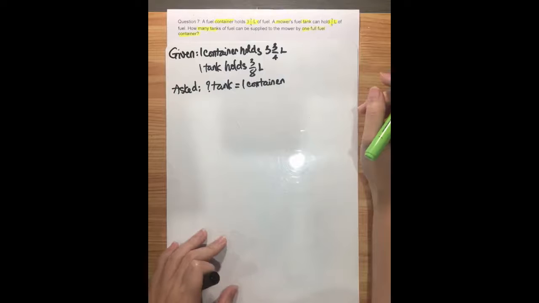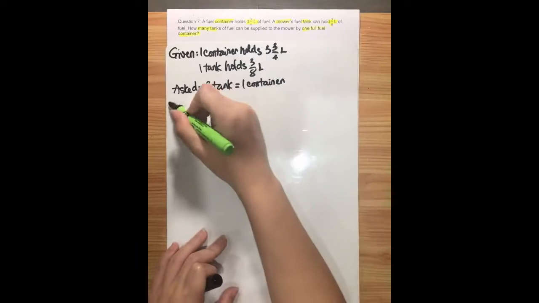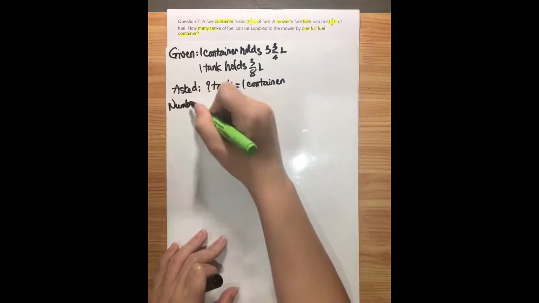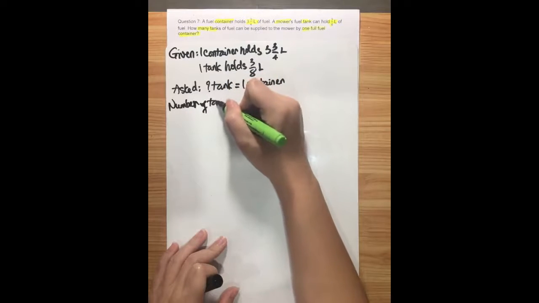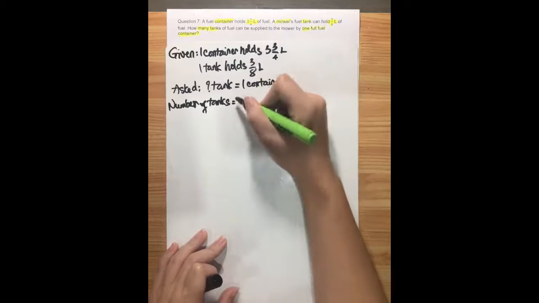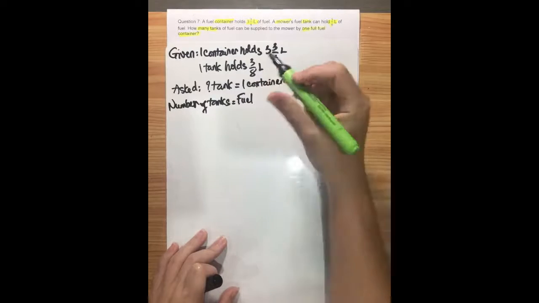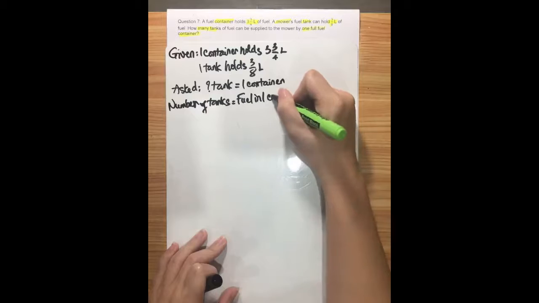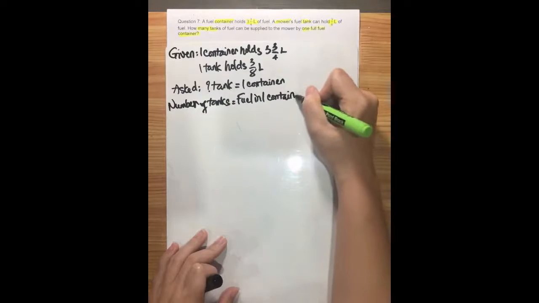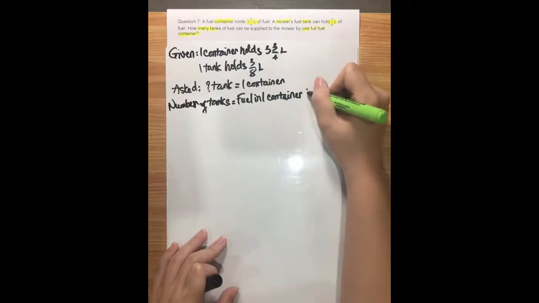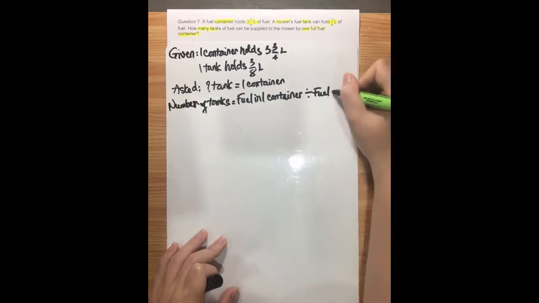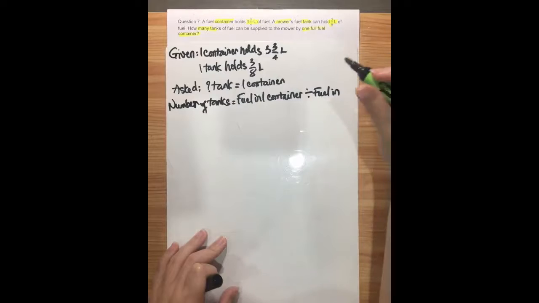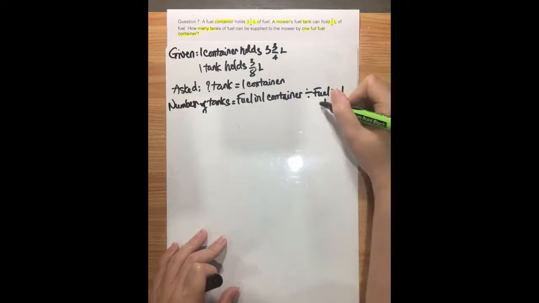Step 3 is to set up the calculation. So I can say number of fuel tanks equals how much fuel I have in one container divided by how much fuel can be held in one tank.